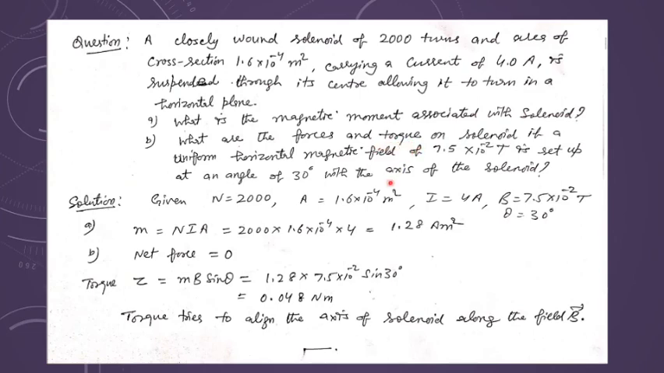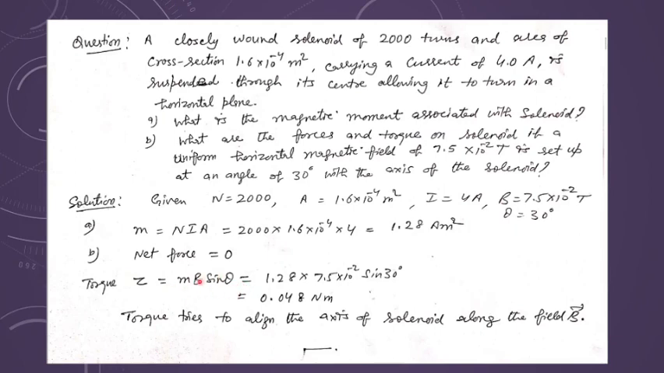So it means you should know the formulas for the force and torque, as we have discussed, that when I keep a bar magnet in the magnetic field, the net force is 0. The same will be the result for the solenoid, the current carrying solenoid with me. So net force will be equal to 0, and for torque, the formula you know, M cross B, or you can write MB sin theta.